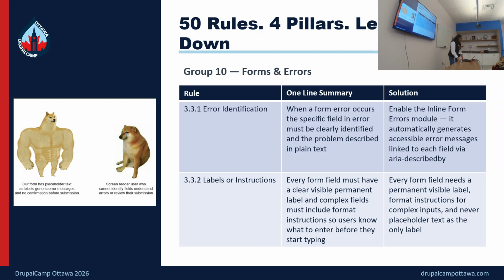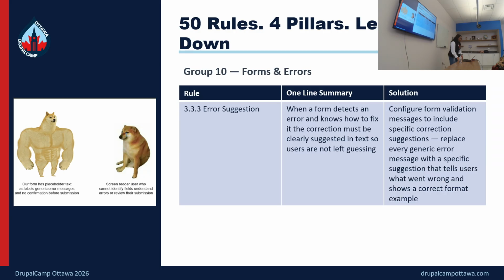Moving on to the next one, that is 3.3.3, error suggestion. When a form detects an error and knows how to fix it, the correction must be clearly suggested in the text so that the users are not left guessing. Solution is configure the form validation messages to include specific corrections, and replace every generic message with specific suggestions. Again, it comes back to the earlier rule, that is error identification. Similar to that.